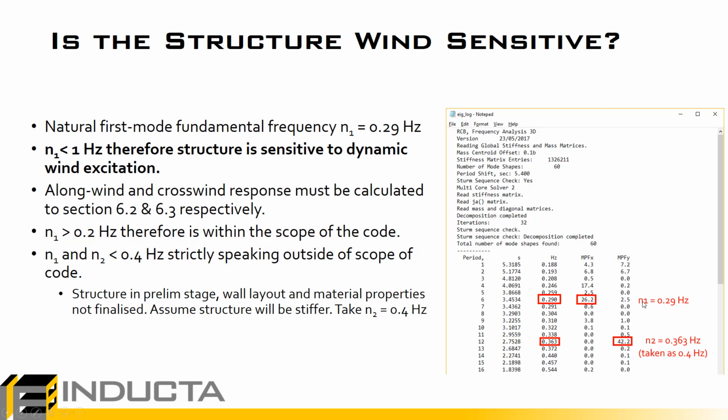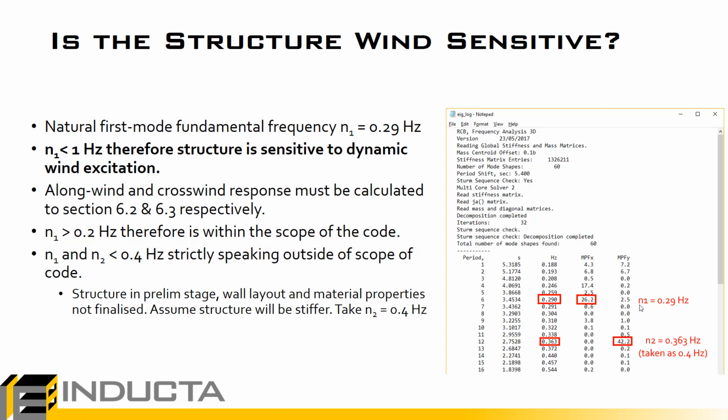So here we see that the first natural frequency of 0.29 Hz is less than 1 Hz. Hence, as defined in section 6, our structure is less than 1 Hz and is wind sensitive. Therefore, we have to calculate along wind and crosswind responses to section 6.2 and 6.3. We have to calculate both of them because both along wind and crosswind forces will be present.